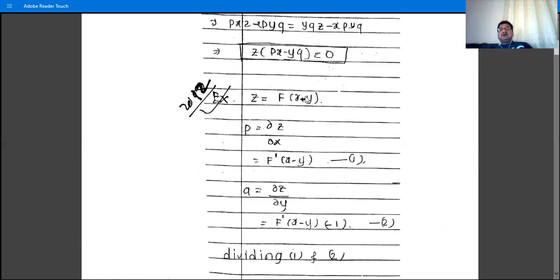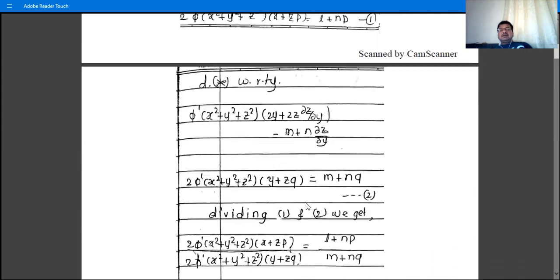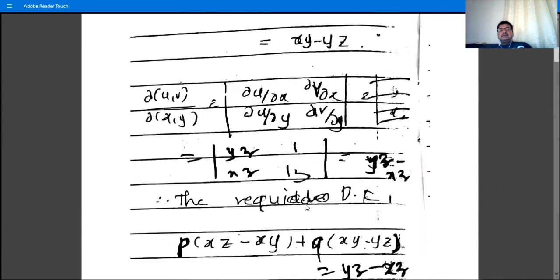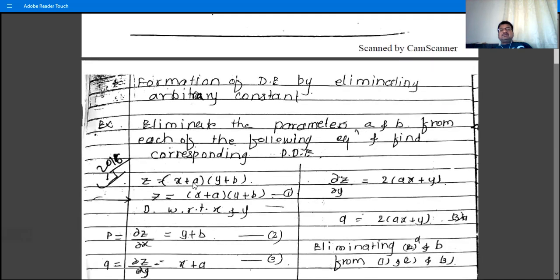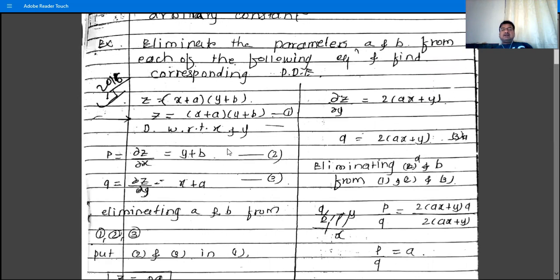Here is the elimination of the function. If you observe this problem, z is equal to f of x into y, or z is equal to capital F of x minus y. Here is the elimination of the function small f, capital F, or phi. Now the same type of problem, but if you observe, z is equal to (x plus a)(y plus b). This problem has two arbitrary constants, small a and small b, so we have to eliminate those arbitrary constants. That is, either eliminate the function or eliminate the arbitrary constants.